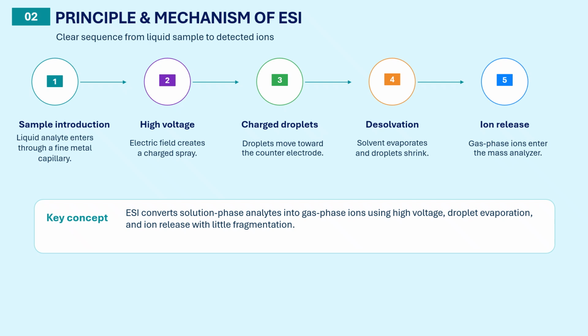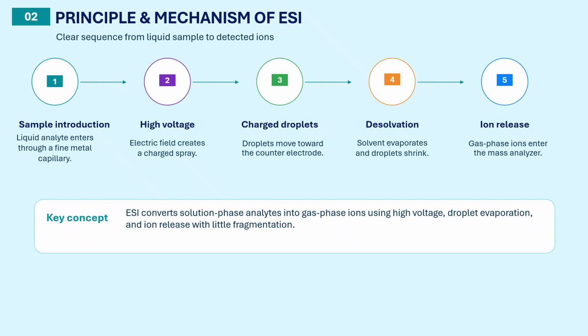Step number 3 is charged droplet formation. These charged droplets move toward the counter electrode. Inside each droplet, analyte molecules are present, along with solvent molecules and charges. At this stage, the sample is still mainly in droplet form, not fully converted into gas phase ions.